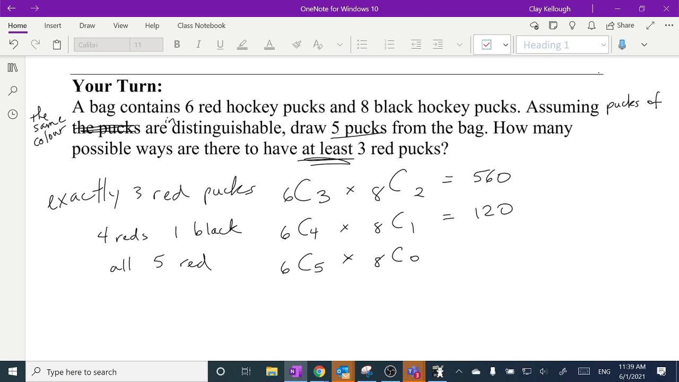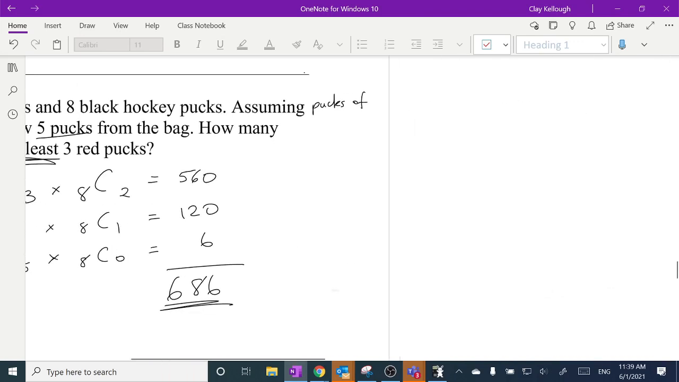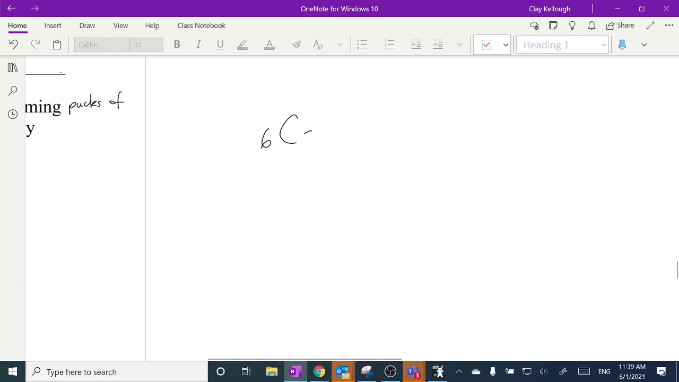We can look at why that is in a sec. Let's finish this problem first. And 6 choose 5, you should know, is just 6. Okay? And add all that up, and you get 686 possible combinations of hockey pucks in the bag. Go Jets.